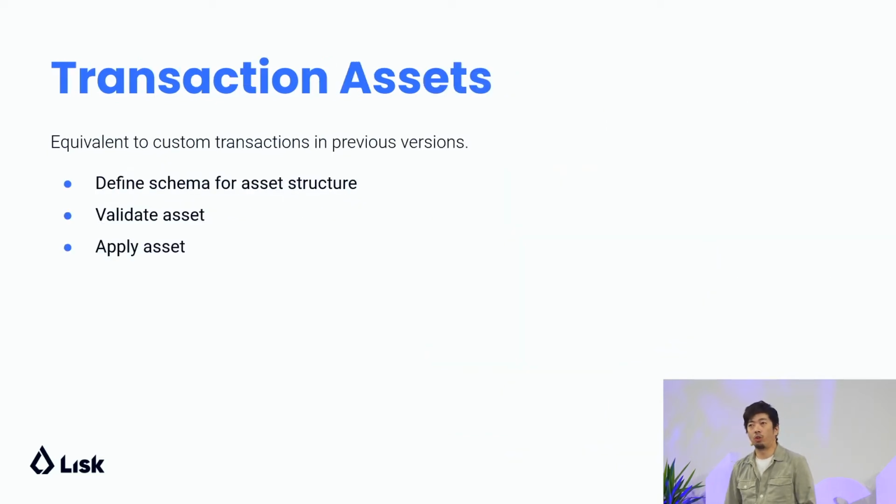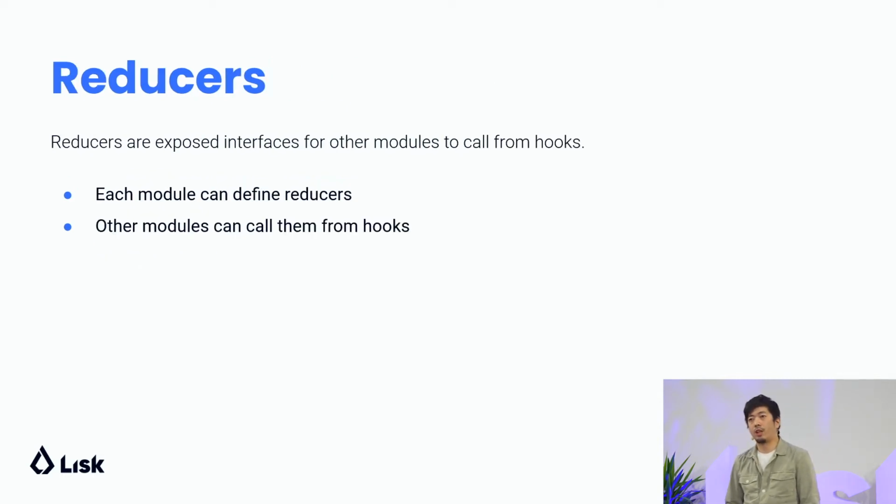Module has multiple assets inside. And this is basically equivalent to the custom transaction we had in the previous versions. Each asset contains a data schema and also execution logics. Reducers are a function to be exposed to the other modules.